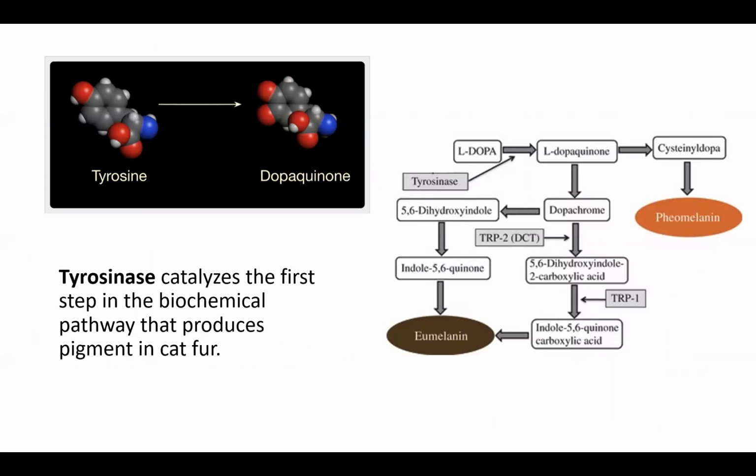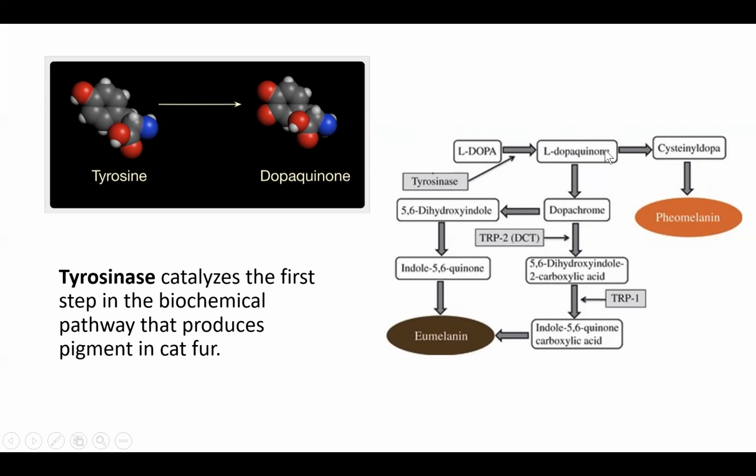Now it's time for my favorite enzyme, and that is tyrosinase. Tyrosinase is super cool because it's the first enzyme that's used to start a biochemical pathway in making cat fur color. So here's my enzyme, tyrosinase. This is the first step. I gotta change it into ubiquinone.